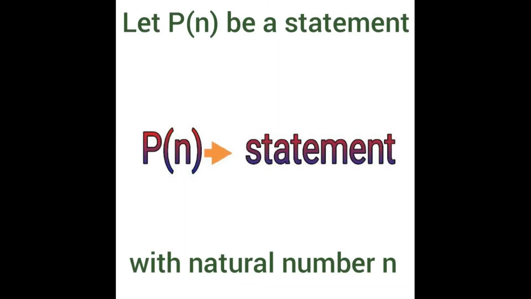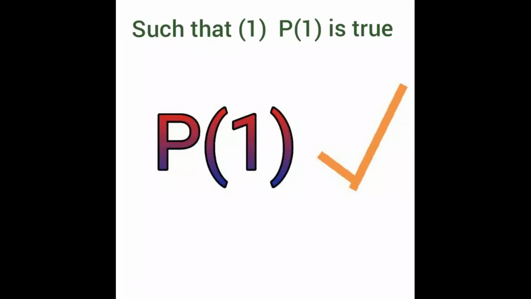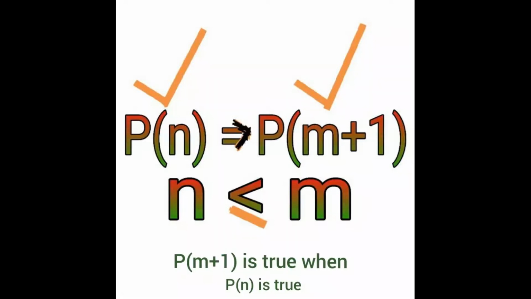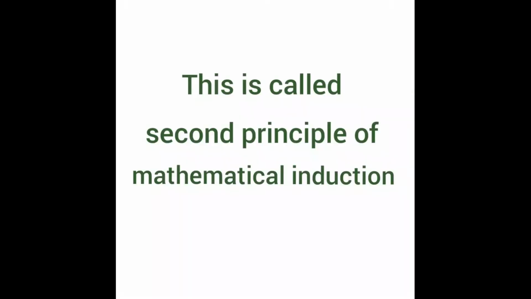Let P(n) be a statement with natural number n, such that 1, P(1) is true, and 2, P(m+1) is true if P(n) is true for all n less than or equal to m. Then P(n) is true. This is called the second principle of mathematical induction.